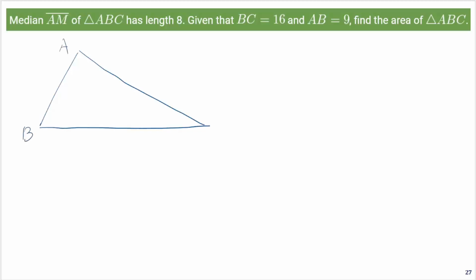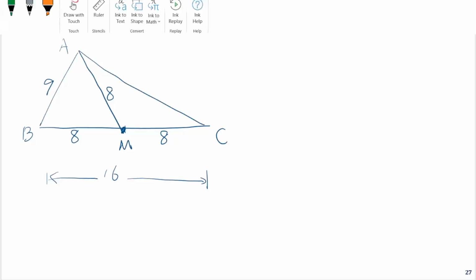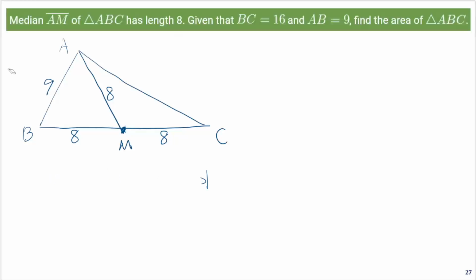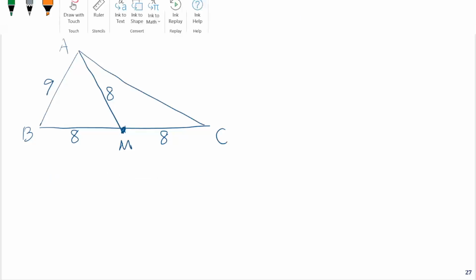Okay, again, let's draw a diagram here. Median AM, we have a median here, AM has length 8, given that BC equals 16. AB equals 9. What is the area of triangle ABC? Okay, so basically we know BM is 8 and MC is also 8, right? Because M is the midpoint of BC. Any ideas?